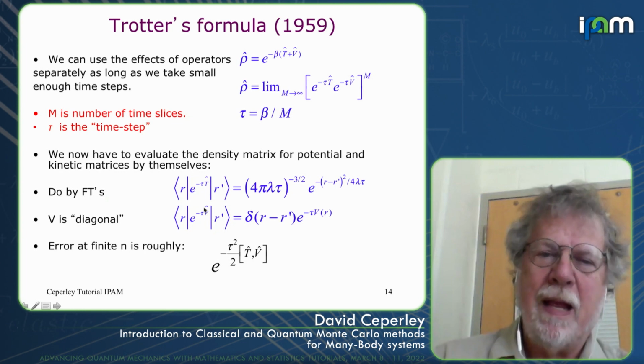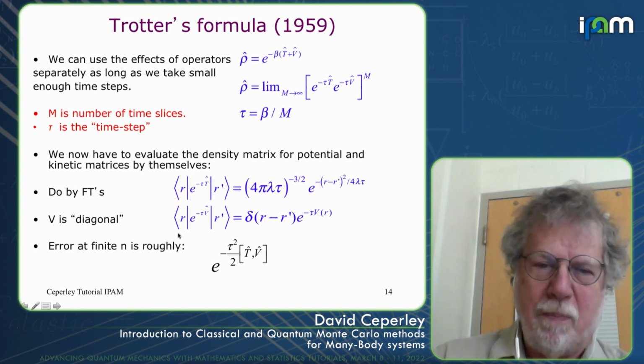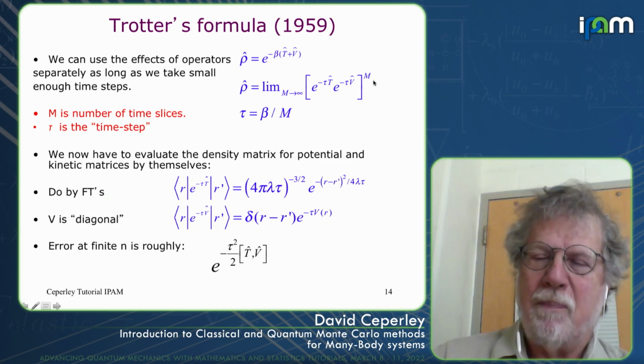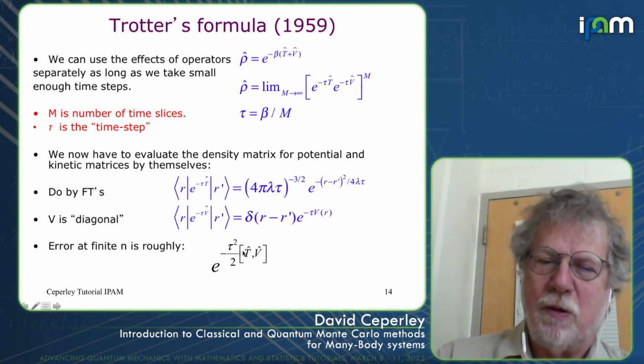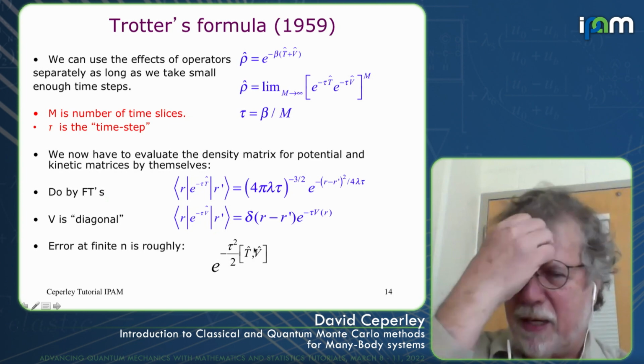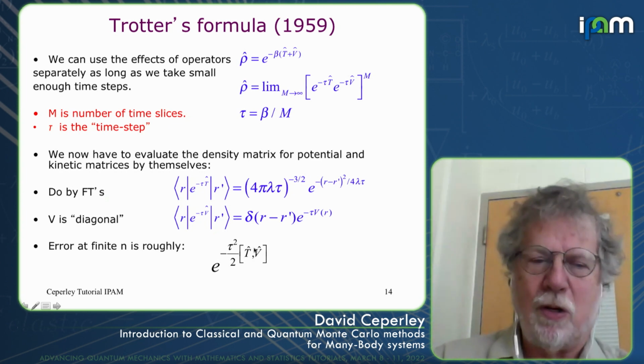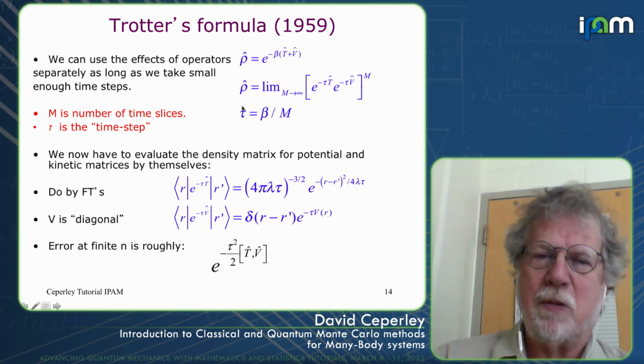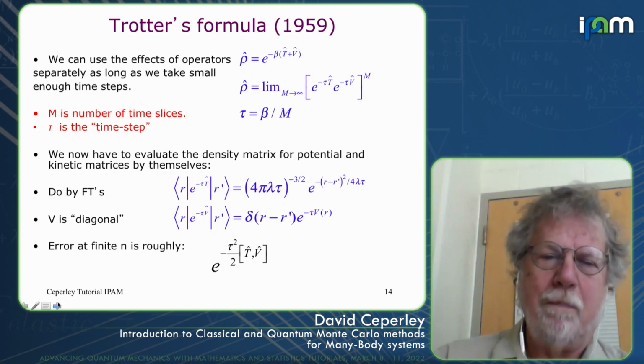But anyway, the reason this formula works is that the error for a finite m, I should have written m, not n here, is proportional to the commutator between T and V, and you get a tau squared because you have a tau in front of the T and a tau in front of the V, right? And so in the limit tau goes to 0, the commutator is just an error term, and it goes to 0. So that's why you get Trotter's formula, right? Okay.